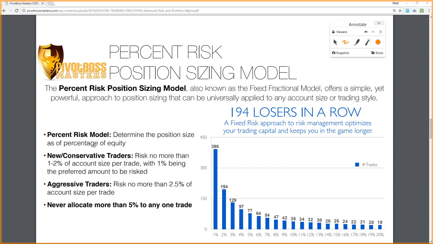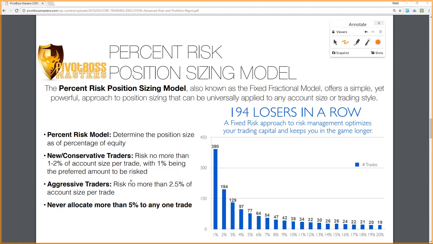So for new or conservative traders, you typically want to risk no more than 1 to 2% of account size per trade, with 1% being the preferred amount to risk. Now, I've mentioned this many times before. I've done so many portfolio simulations with this information. Again, PhD math professors teaching me as well. And doing so many simulations over time, if you start to go over 2% and you're not a good trader, things happen very fast. That's why aggressive traders typically want to risk no more than 2 to 2.5%, if you're a good aggressive trader.